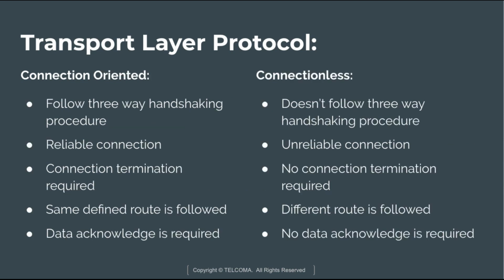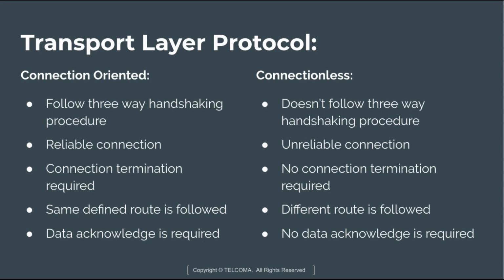Here is the difference between connection-oriented and connectionless communication. Connection-oriented communication follows the three-way handshaking procedure, whereas connectionless communication doesn't. Connection-oriented communication provides a reliable connection, and connectionless provides an unreliable connection. Connection-oriented requires connection termination, whereas connectionless doesn't require any connection termination.